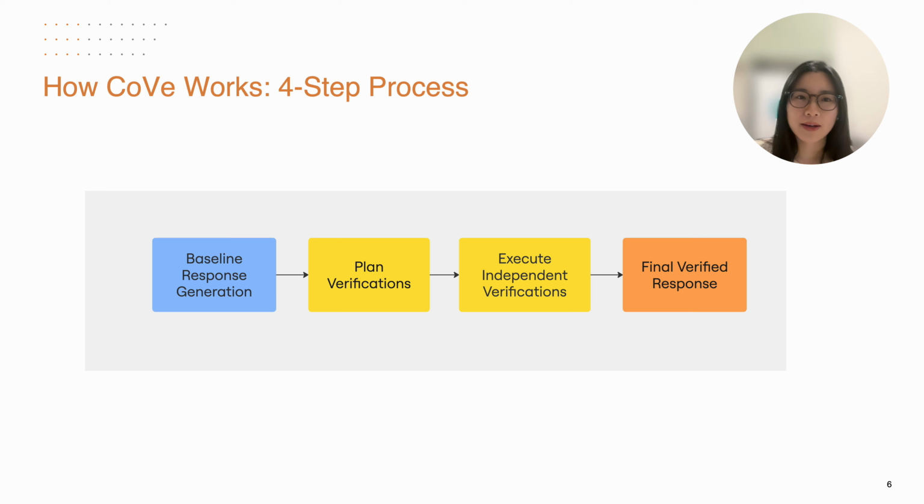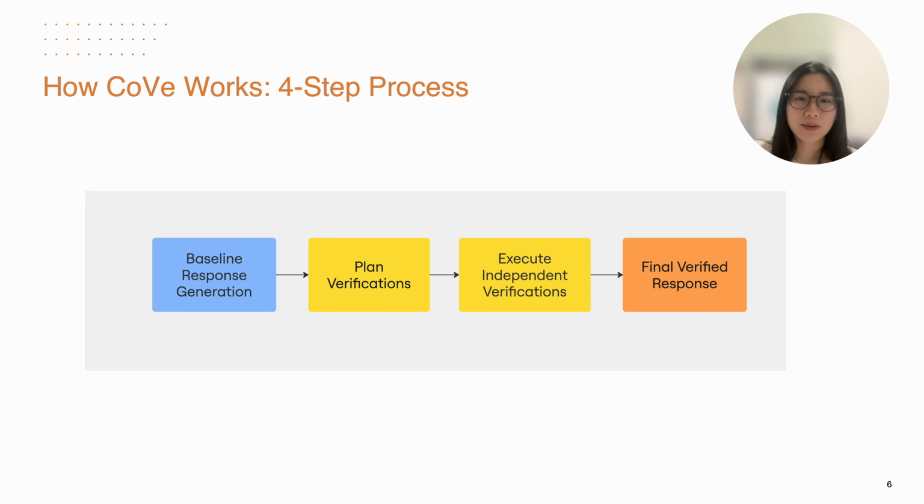Let me walk you through how the chain of verification process works. It breaks down into four key stages. First, the model generates a baseline response, essentially drafting a preliminary answer to the given query, similar to how a researcher might write a first draft.